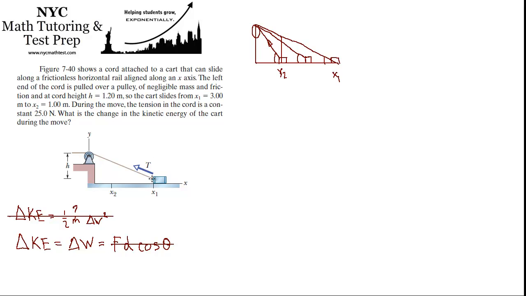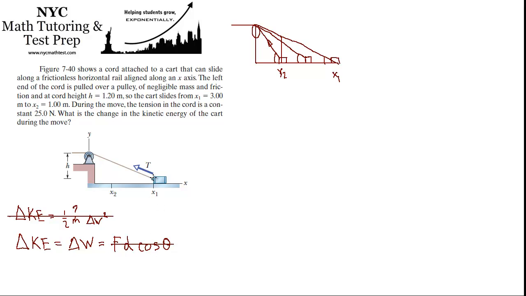We have to find the displacement that's aligned with the tension. In other words, how much of the cord would have to be pulled past the pulley in order for the block to move from x1 to x2. And that's what we're going to solve for.